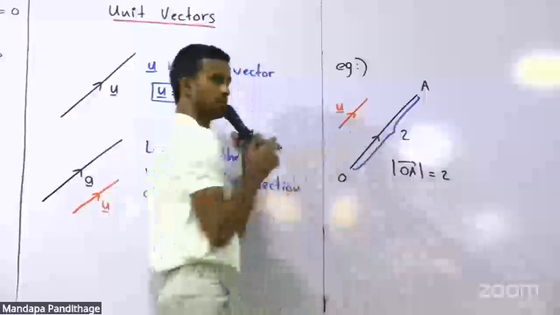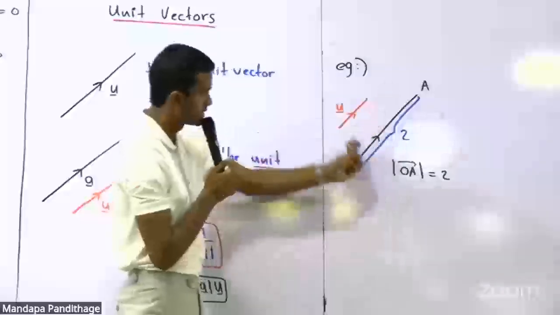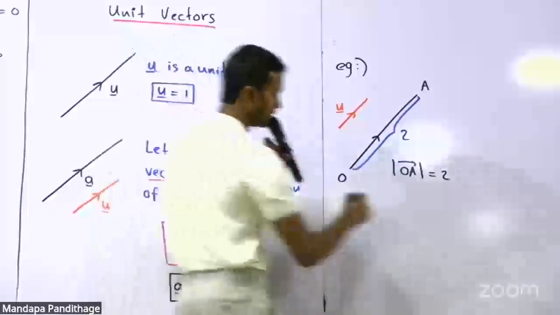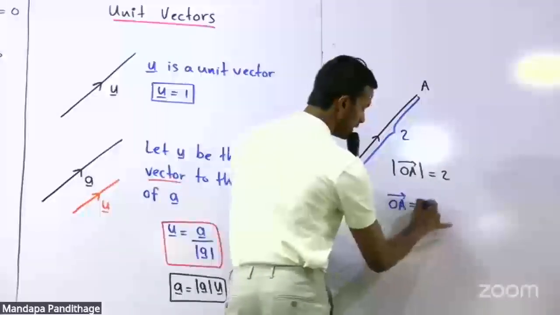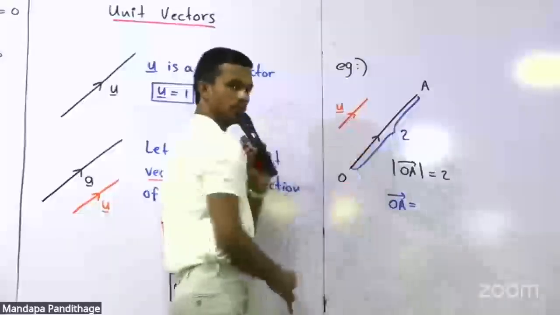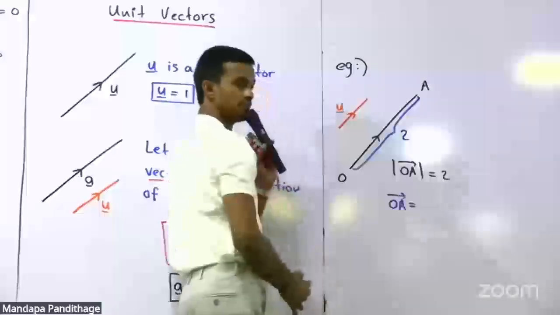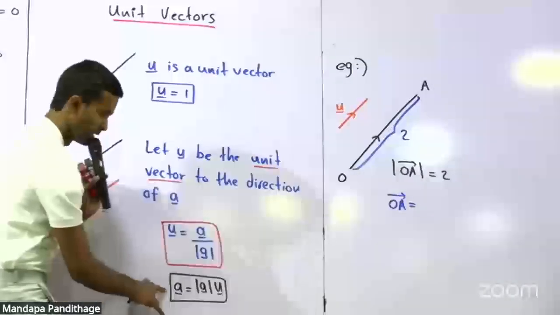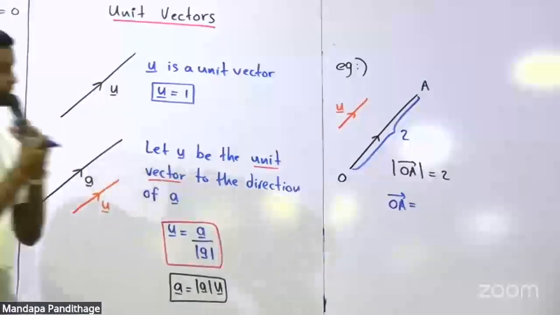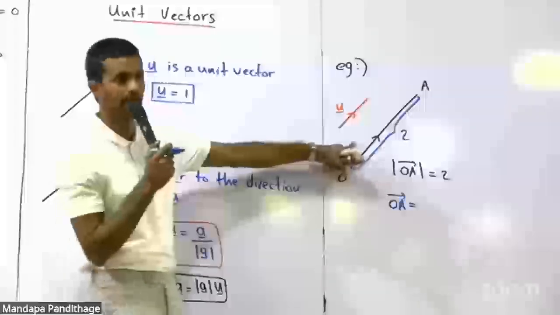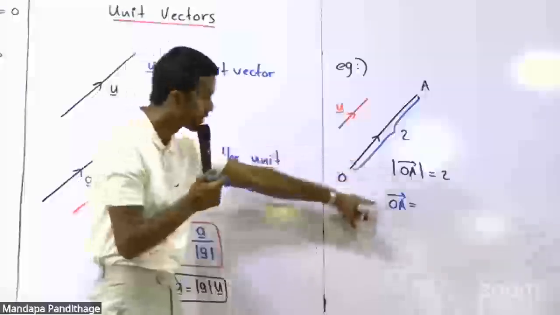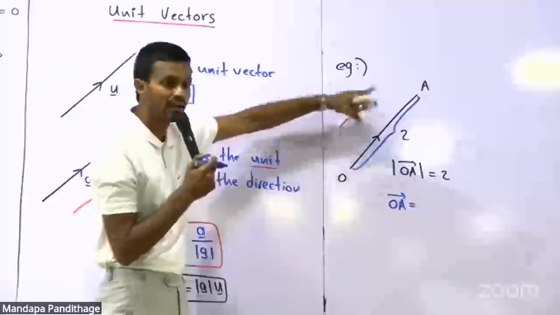Okay, now you tell me, look at this. The unit vector in this direction is u and the magnitude of OA is equal to 2. Then how can I write vector OA? Any vector can be written in terms of its magnitude and the unit vector in this direction. If we have this vector u in this direction, and we know the magnitude of this vector is 2, how can I write vector OA?